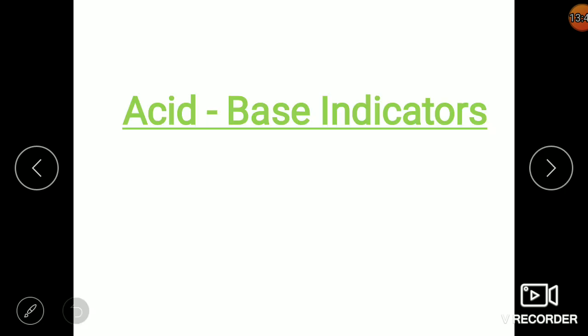Next topic, we'll see the acid-base indicators. Now we know about acid, we know about base, also we got the idea about salt. But how to identify whether a given solution is an acidic solution or a basic solution? So you know, with the help of an indicator you can determine what the nature of the given solution is. Indicators are the substances that help us to identify a given solution as acid or as base.